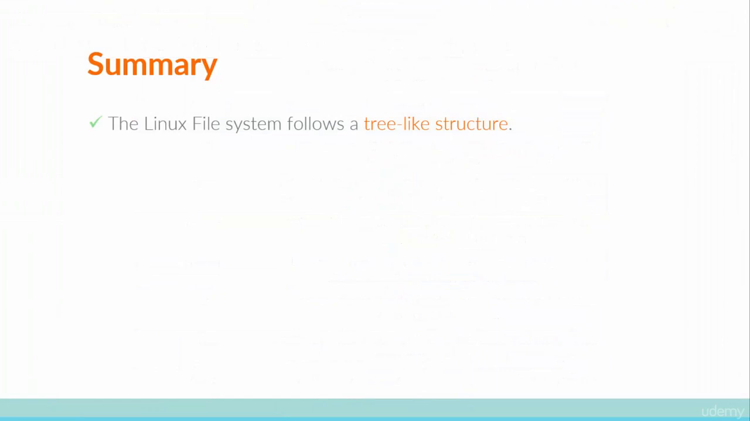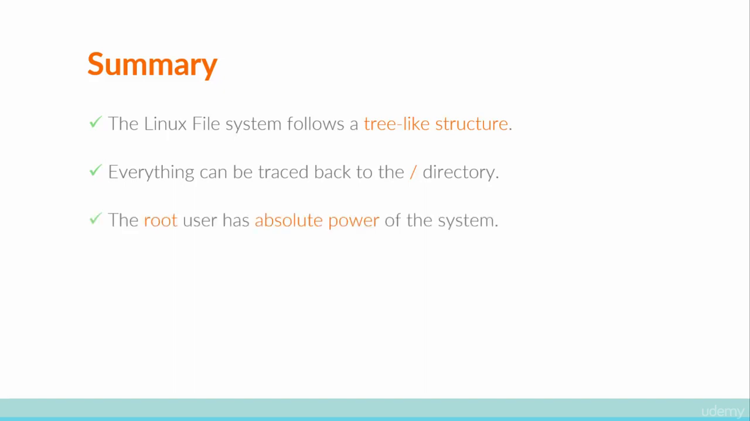You should now have a much better understanding of the Linux file system and how it's structured. So as a quick recap, we discussed that the Linux file system follows a tree-like structure starting at a base directory, which is represented by the /. Now you learned that everything on the file system can be traced back to that base directory. You also learned that there's a special user on each Linux system called the root user. The root user is similar to the administrator on Windows, and the root user has absolute power over the entire system. They can do anything that they want.